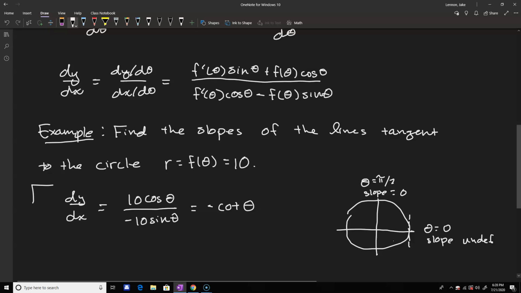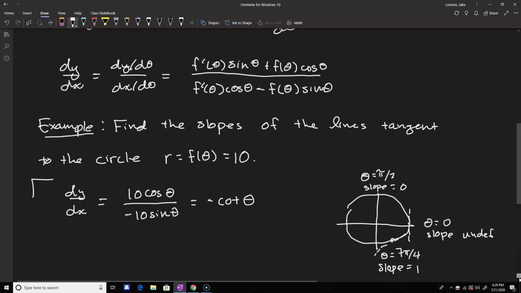What about, say, down here? Let's say we did the 45-degree angle right here. So this would be 7 pi over 4. If theta is 7 pi over 4, we would expect our slope to be 1, and that's exactly what we get. The cotangent of 7 pi over 4 is negative 1, and then the negative on the outside makes it positive 1. So we're getting all the expected tangent lines.